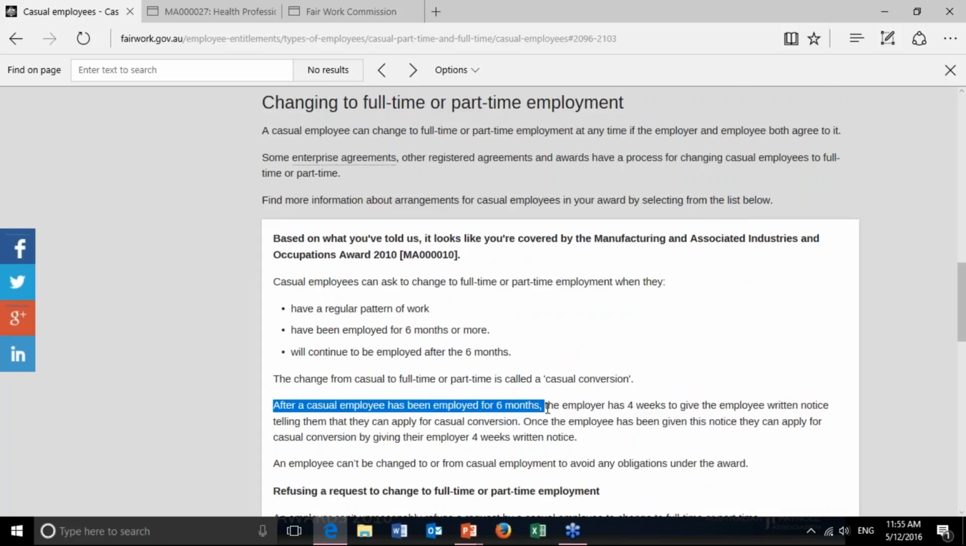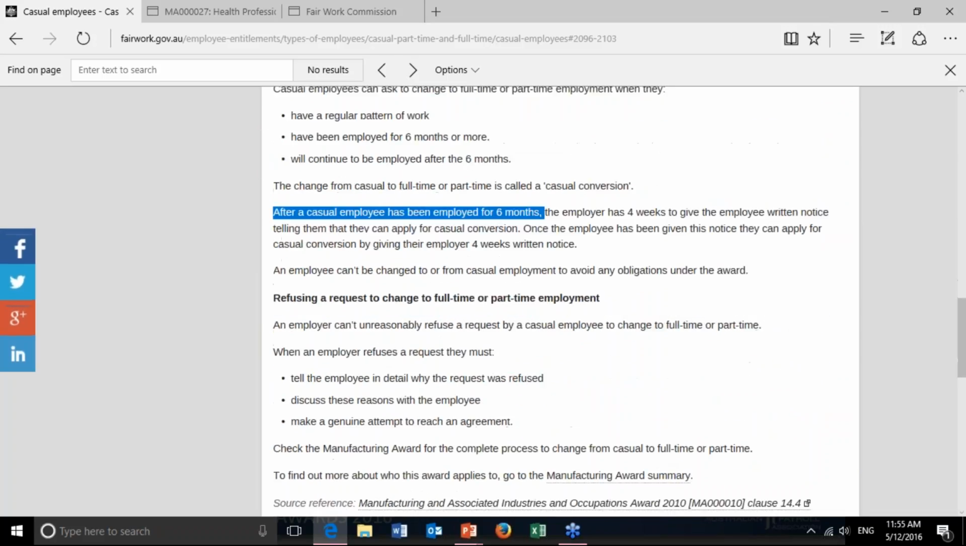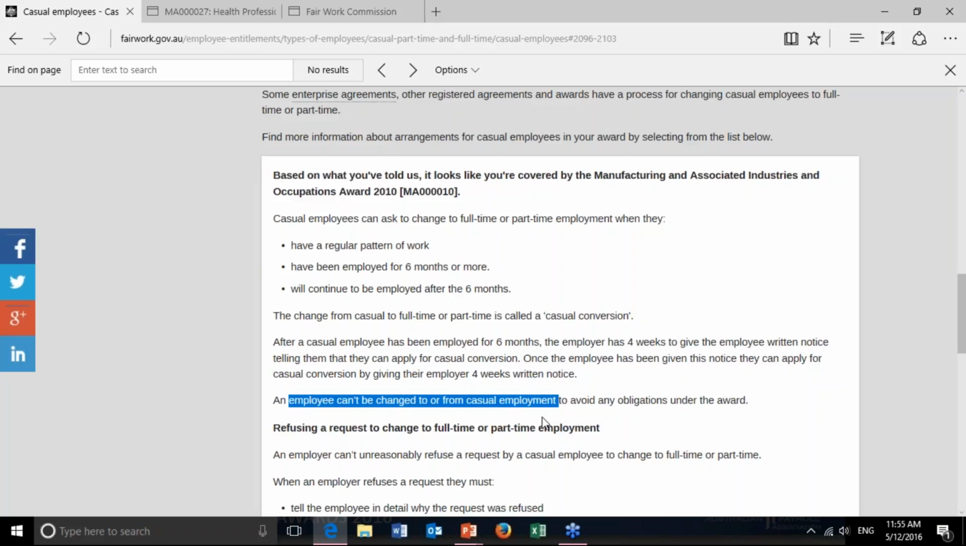After an employee has been employed as a casual for 6 months, the employer has 4 weeks to give the employee written notice telling them that they can apply for casual conversion. So it's a mandatory requirement. They can apply for casual conversion. Once that's done, the employee has 4 weeks notice to give their employer.